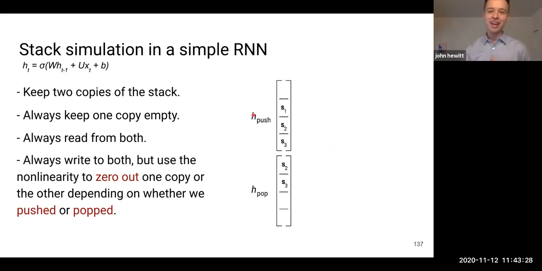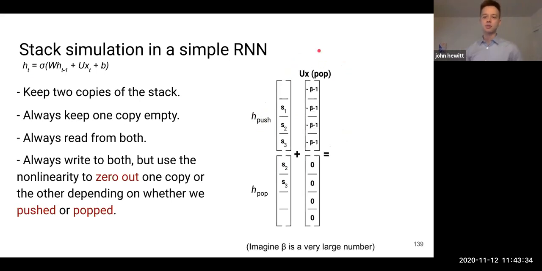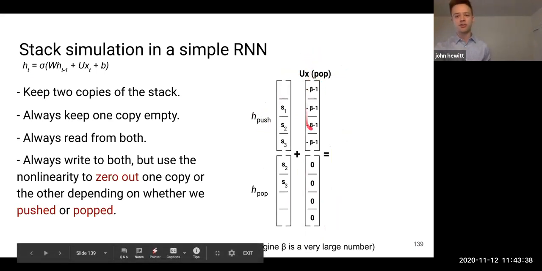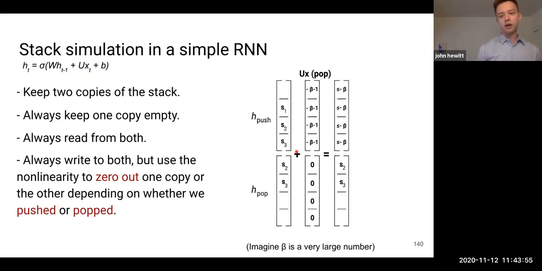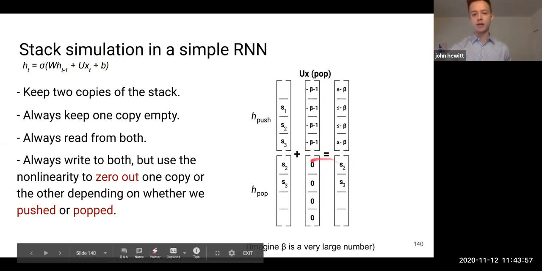copy that corresponds to the operation that didn't actually happen. So let's say the input says pop, right? It's like a closed bracket. In this case, think about beta here as a very large number. If I just say that all of my closed bracket pop operations are going to add a very large negative number. So you see in our recurrent equation, you've got Ux_t here. Ux_t can add a very large negative number to just the copy of the stack corresponding to the operation that didn't happen. And now I've got something here that adds zeros to everything else.